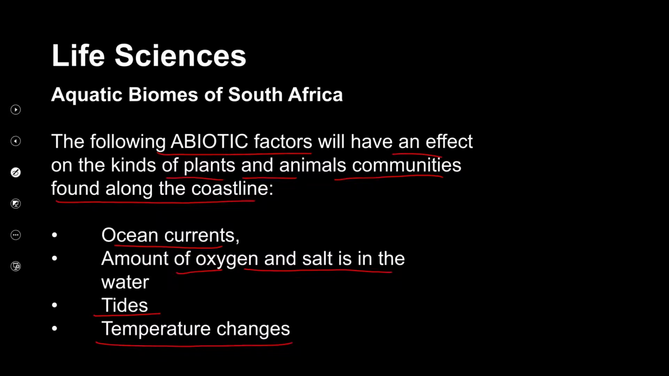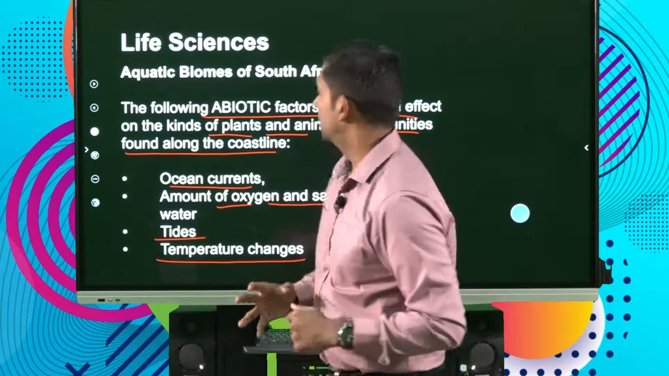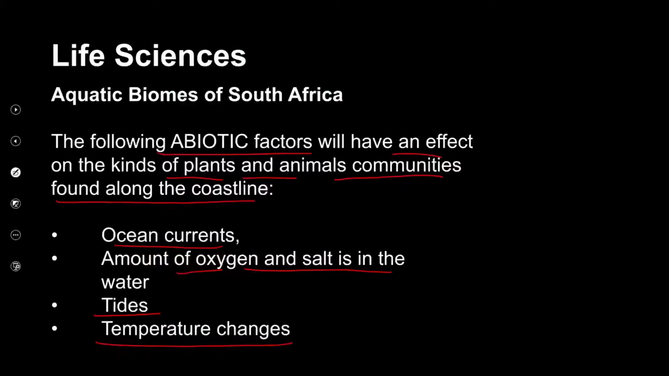So as we saw in our terrestrial biomes, we looked at the effect of temperature and the climate. When we're looking at our aquatic biomes, we've got to look at these factors: the ocean currents, the amount of oxygen, the effect of tides, as well as temperature changes in the water.